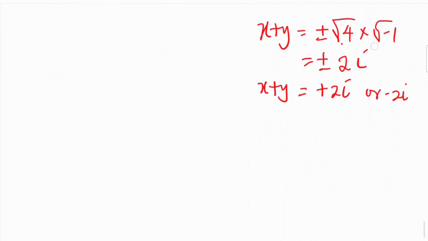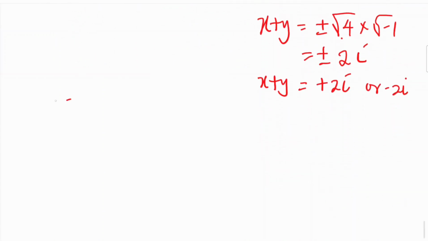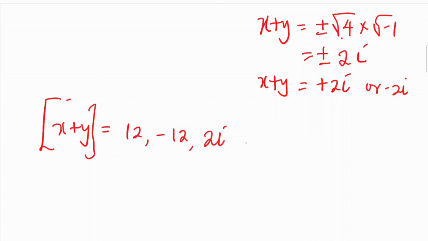So here we can now list out all the possible solutions for x plus y. x plus y has these possible solutions to be 12, minus 12, 2i, and minus 2i. These are the possible solutions.